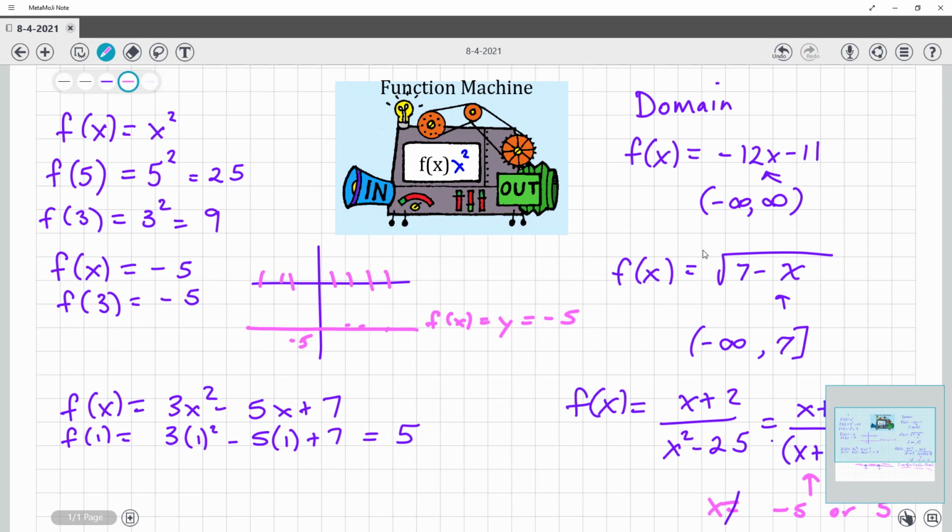And that's pretty much it with functions. I mean, you will see lots of different types of functions, but just plugging in to find the value of a function is just plugging in that input and getting your output.